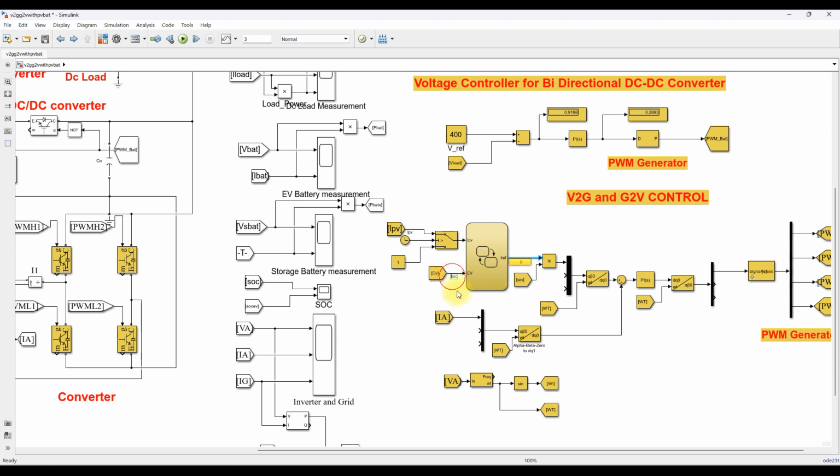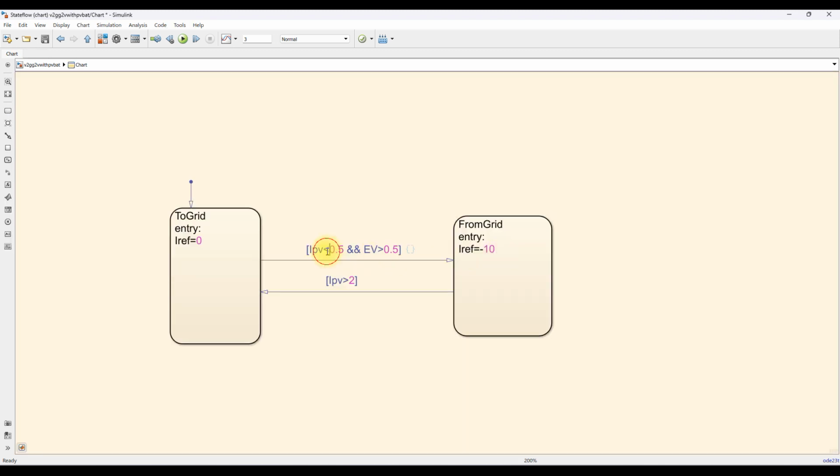Okay. So based upon whether EV is available or not, based upon the availability of EV, we are going to generate the reference current. Here you can see that we are checking the PV current. If PV current is less than 0.5, that means there is no power generation from the PV and EV is enabled. Then we have to charge the EV via grid. So we are taking power from the grid.